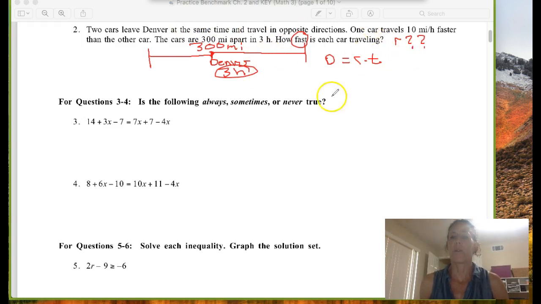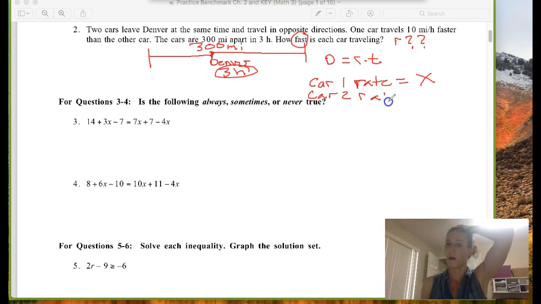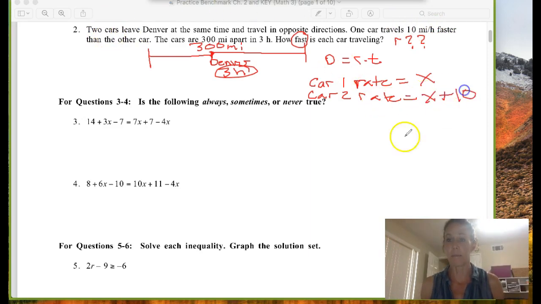We're going 2 different rates, so we need a variable for each, or one in terms of the other. So let's go car 1. Car 1 has a rate, car 1 rate. Let's let that be x. That's our rate. And then let's do car 2. Car 2 has a rate of 10 miles per hour faster than car 1. So car 2 would be x plus 10.